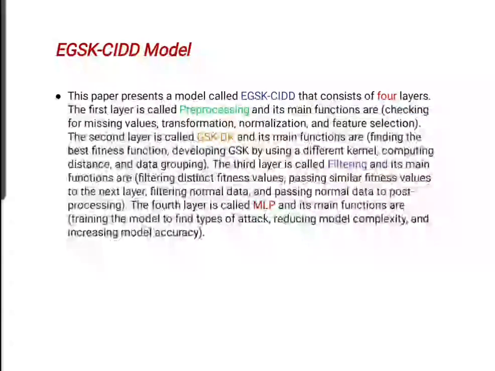The GSK-CIDD model consists of 4 layers. The first layer is called pre-processing, the second layer is called GSK developed kernel, the third layer is called filtering, and the fourth layer is called MLP.